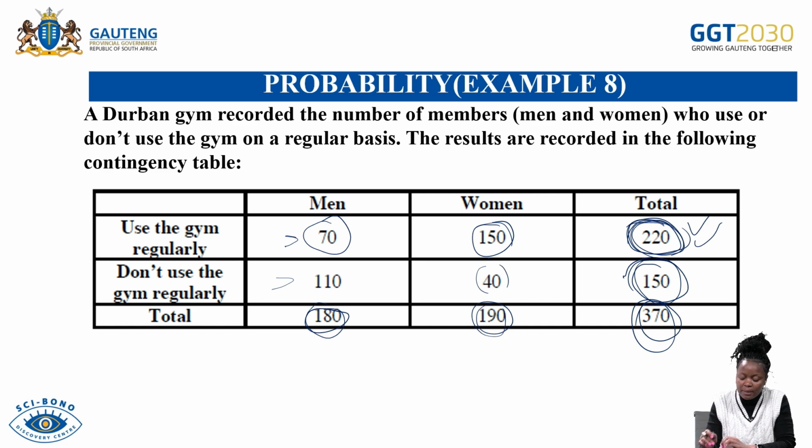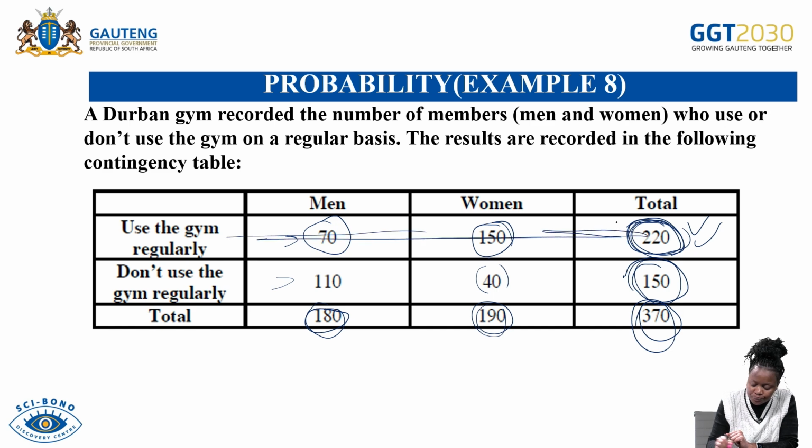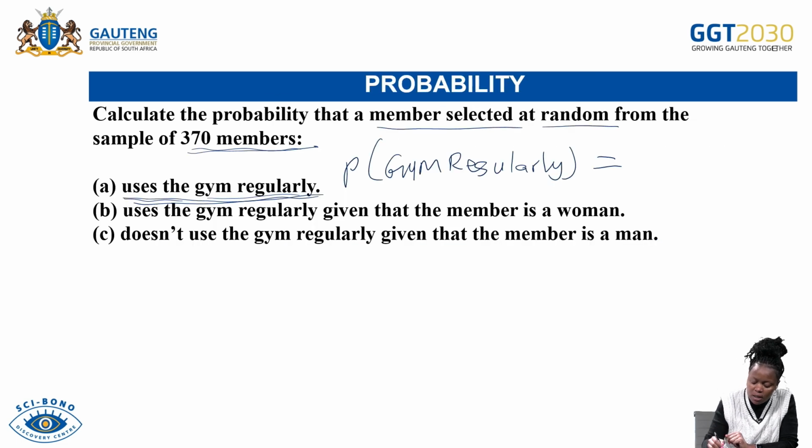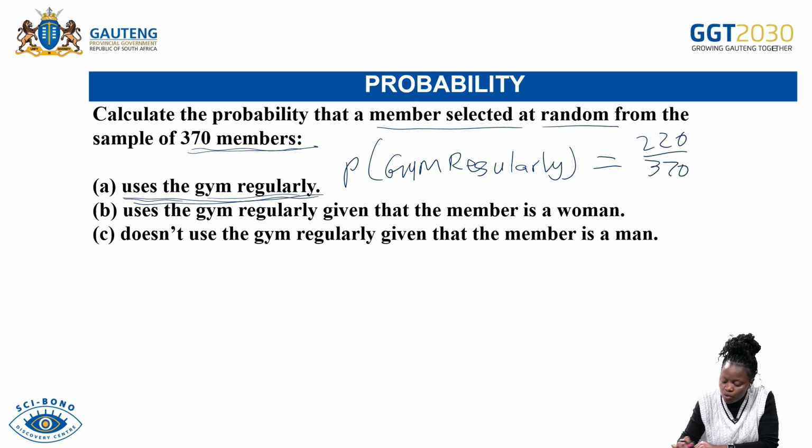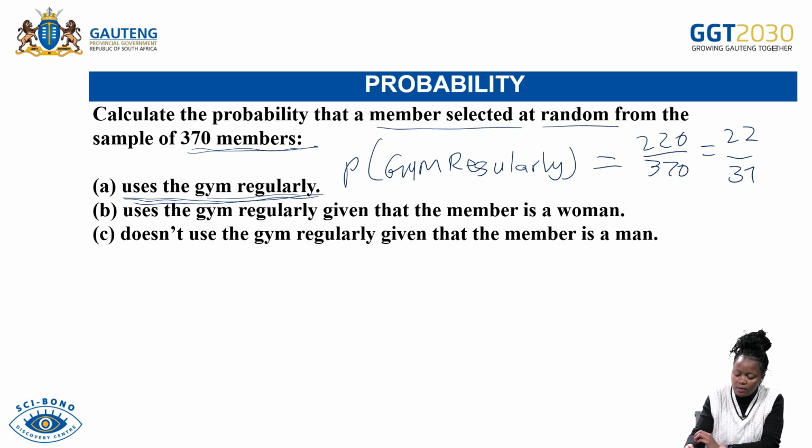We just need a member that uses the gym regularly. So you go to the column or the row of regular, which is this one, then you'll get the total of 220. Out of how many people? Out of 370. So you'll say it's 220 all over 370. Then 220 divided by 370, you will get 22 all over 37. Then you get your full marks.